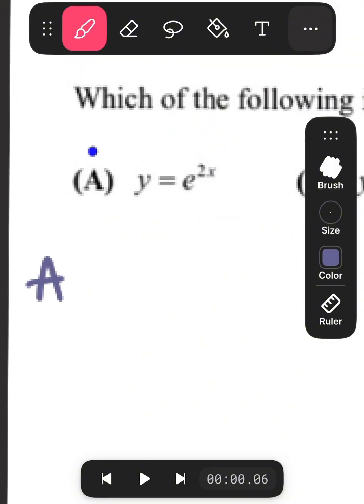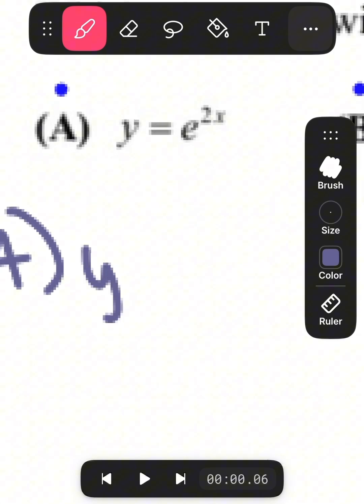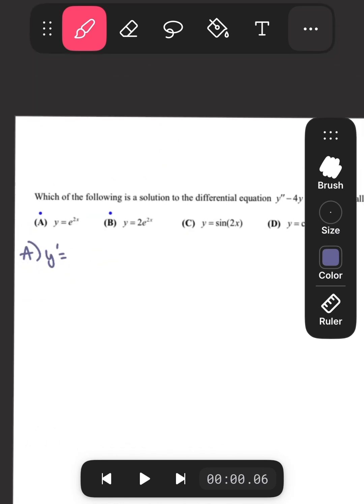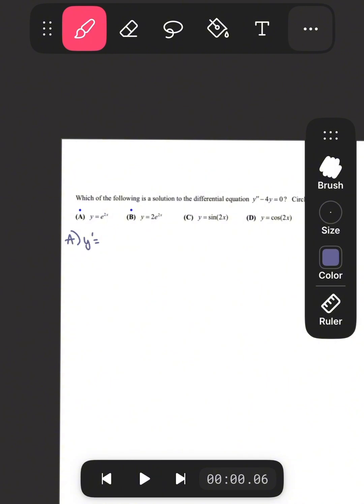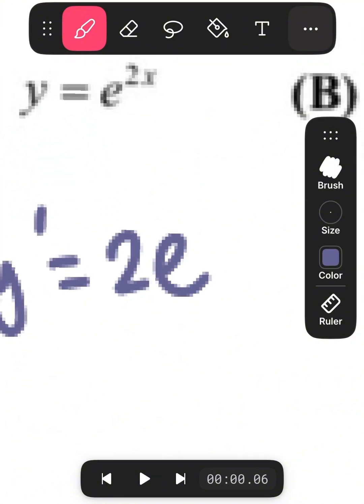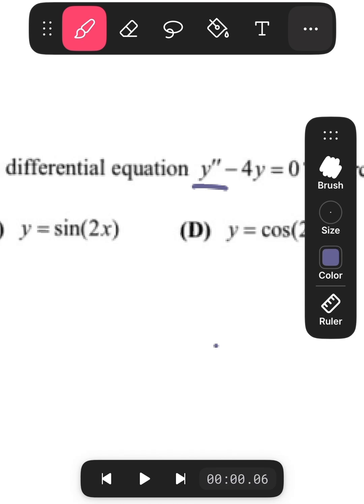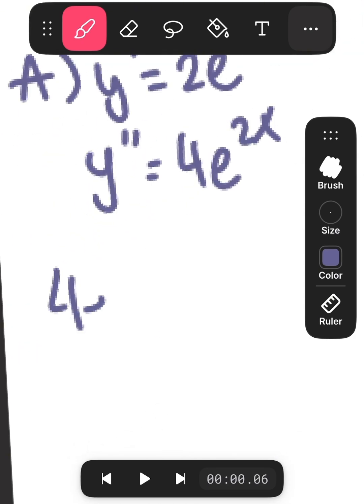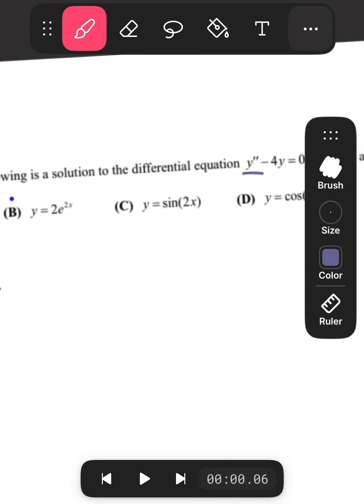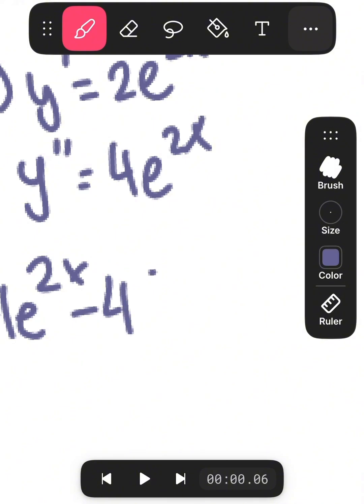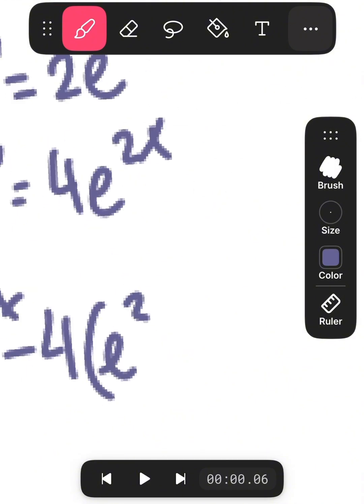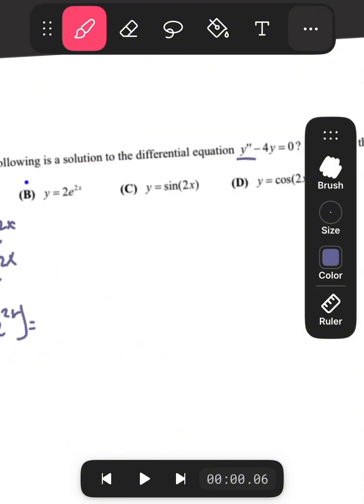So here we go. We want to find the double prime for all of these so we can see if that's true. So y prime is equal to 2 e to 2x. I'm not going to generalize just because it's going to be fine. And y double prime is going to be 4 e to 2x. Now we can plug in our y double prime, which is 4 e to the 2x, minus 4 times y, which is just e to the 2x, equals 0.